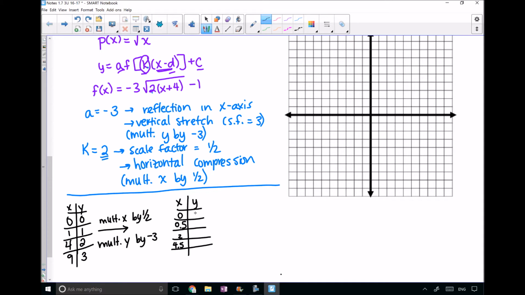Now, 0 times -3 is 0. 1 times -3 is -3. 2 times -3 is -6. And then 3 times -3 is -9, okay?